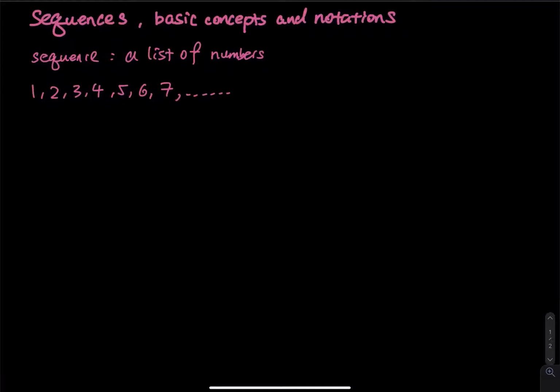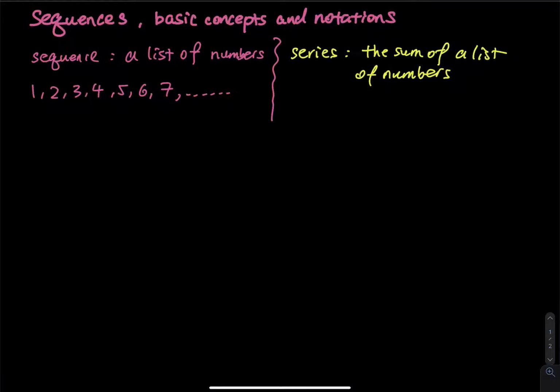So what about series? People usually talk about sequence and series at the same time, right? Series is the sum of a list of numbers. So instead of writing a bunch of numbers separated by commas, we will do this: 1 plus 2 plus 3 plus 4 plus 5 plus 6 plus 7, and then we keep on going. So this is a series. Sequence is a list of numbers. Series is the sum of that list. All right?